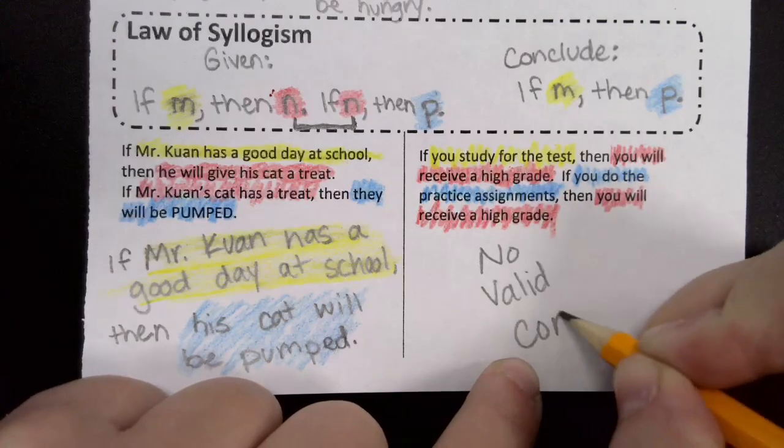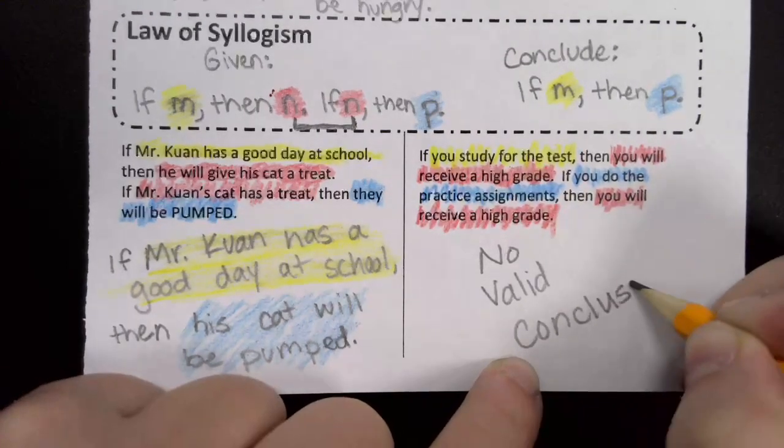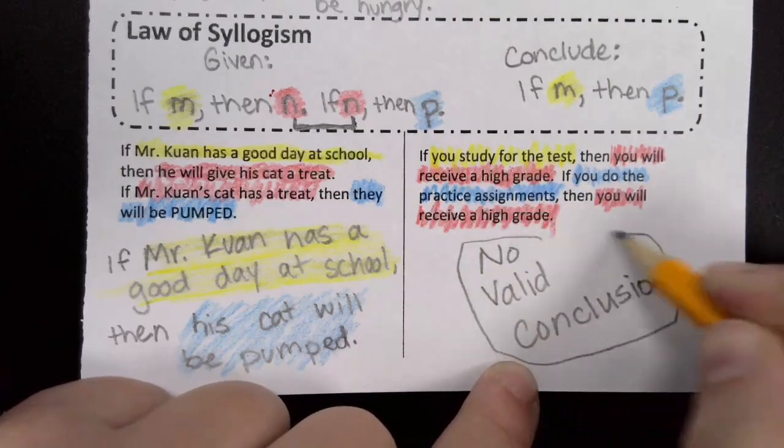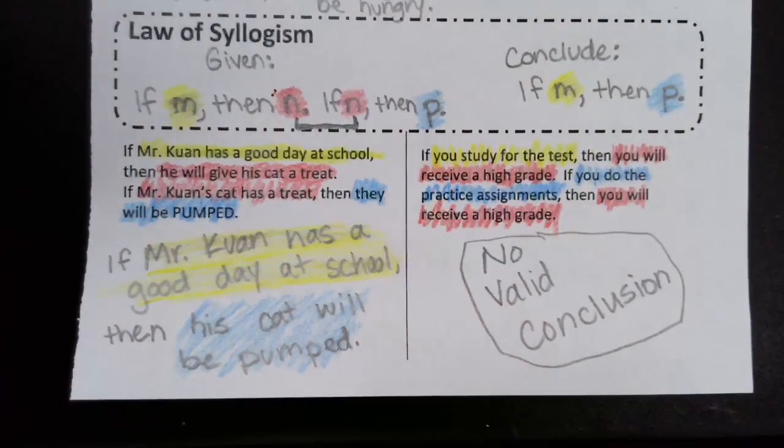Conclusion. Since there wasn't a conclusion made, we can't say invalid. What we're saying is we cannot make a conclusion. There's no valid conclusion that goes with this. There's not a new statement we can make based on that information. We'd have to gather more information.